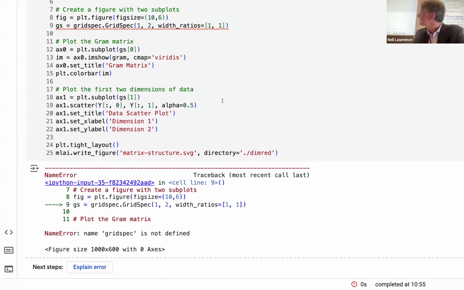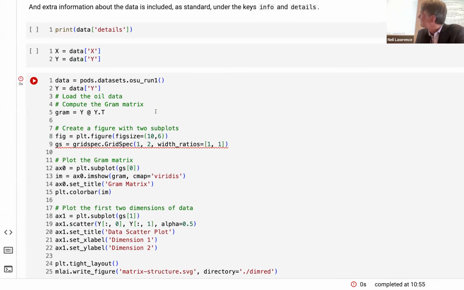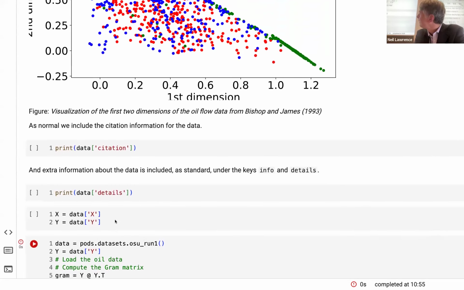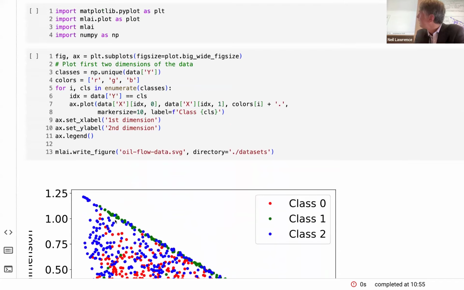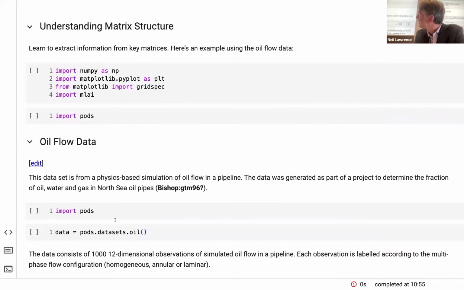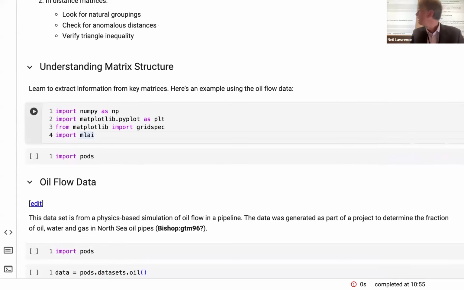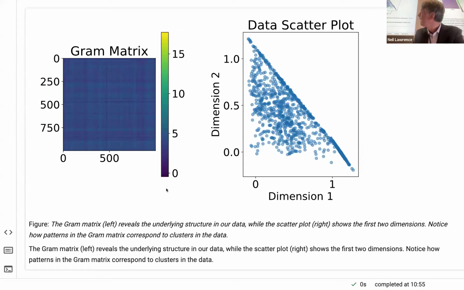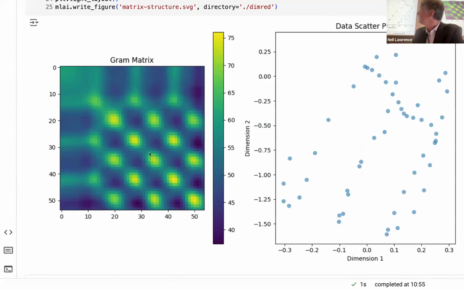Oh, grid spec is not defined. Was there an import? Did I kill the import? Okay. Must be up here. Here we go. Okay, look. Beautiful.